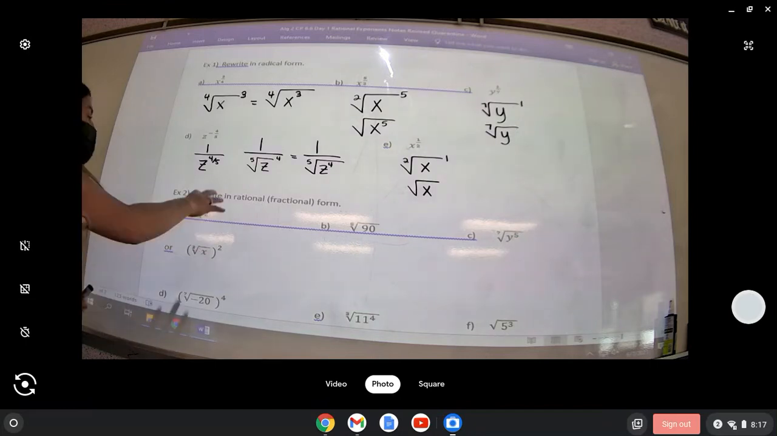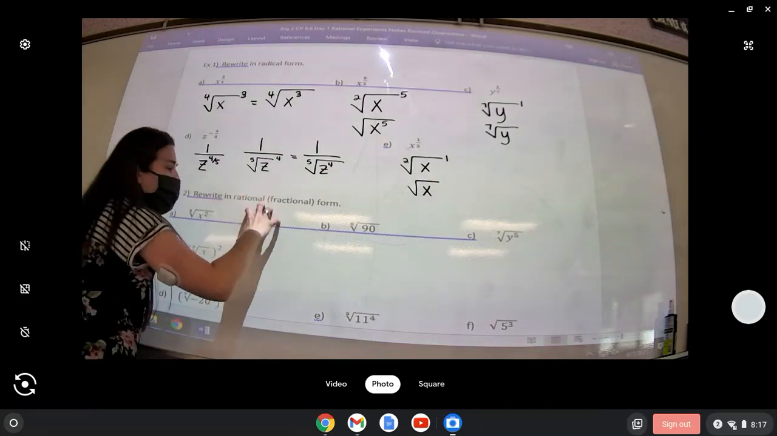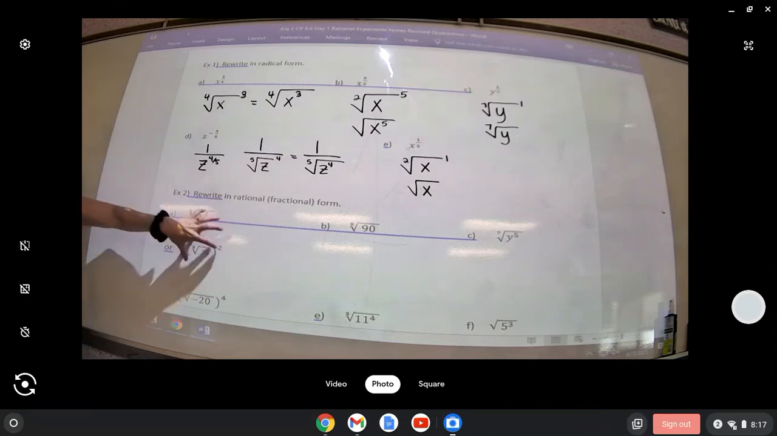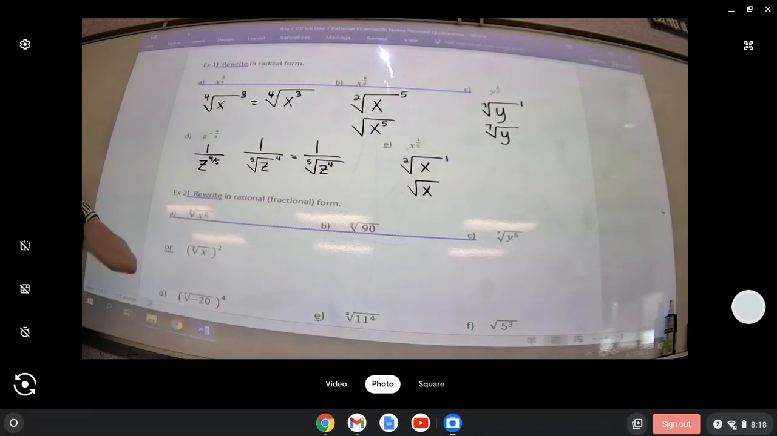Okay. All right, now they want you to rewrite it in rational or fractional form. So now it's going to be given to you in a radical form. You got to convert it back to its power over a root, its fractional exponent.